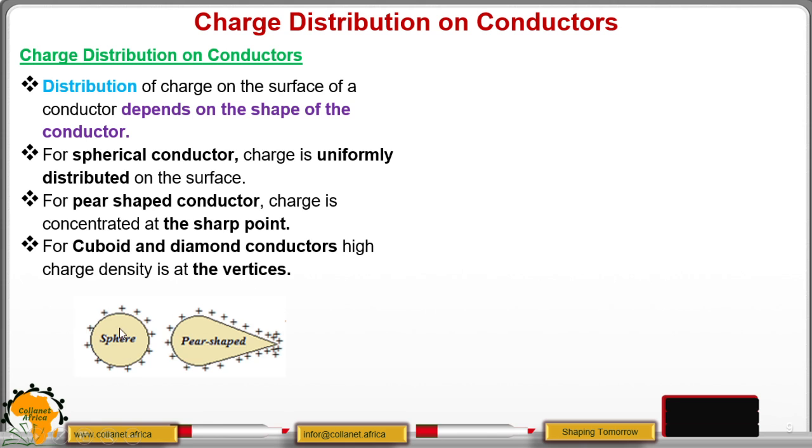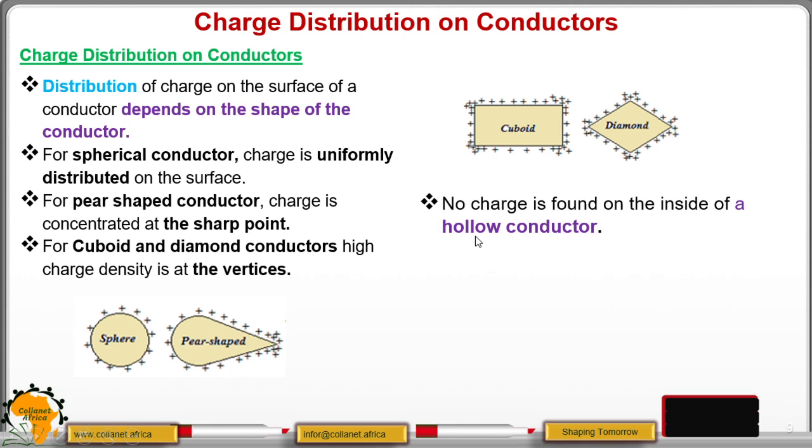So we have the shapes here. We have the sphere. You can see that the sphere has a uniform charge all through, but when we have the pear-shaped, the charges are concentrated at the sharp point. Then from there we have the cuboid, and this cuboid, you can talk of the cuboid or rectangle or square. You will find that the charges are concentrated at the vertices, also in the diamond shape.